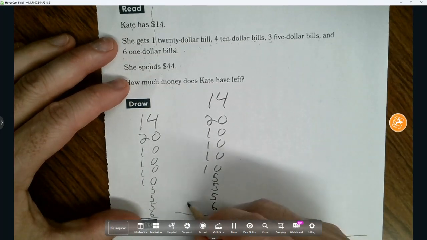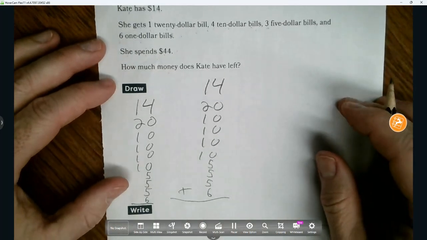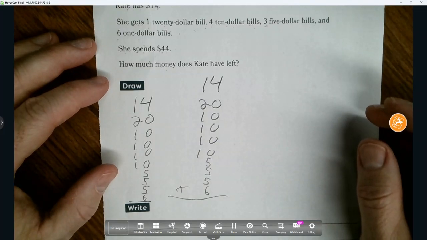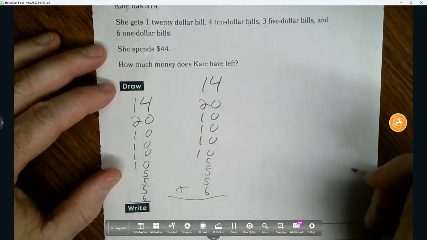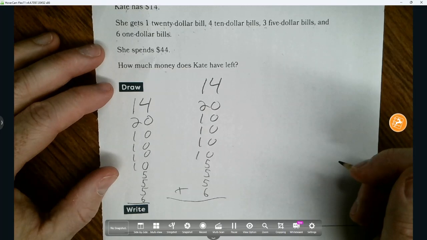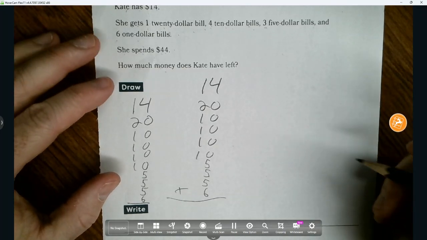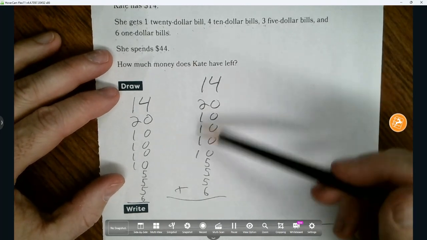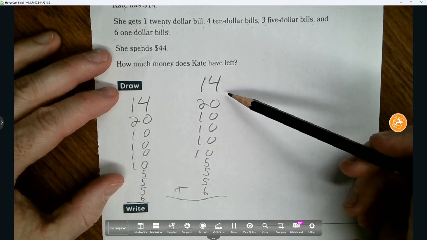Why do we only write 6 for the 6 $1 bills? Well, that's because 6 $1 bills are worth $6, and we don't need to write 1 six times. You can do that if you want. We don't need to. All right. It's a lot of numbers. It shouldn't be that hard for us to add.